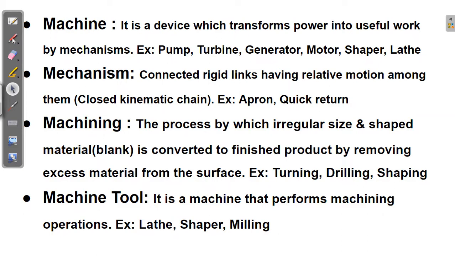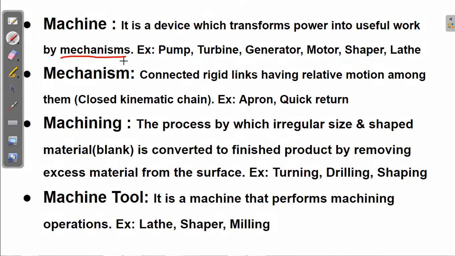In the definition of machine, we have seen that in the machine there are many mechanisms. So what is mechanism? Mechanisms are basically connected rigid links having relative motion among them. Technically, this can be called a closed kinematic chain. Basically, in a mechanism there are rigid links connected by some joints, maybe revolute or prismatic or whatever that may be, and through that they form a closed kinematic chain.